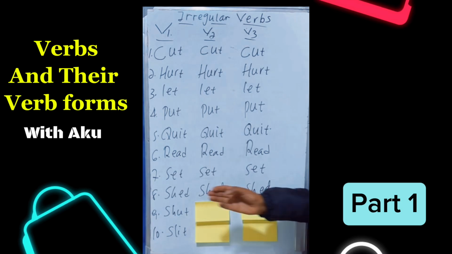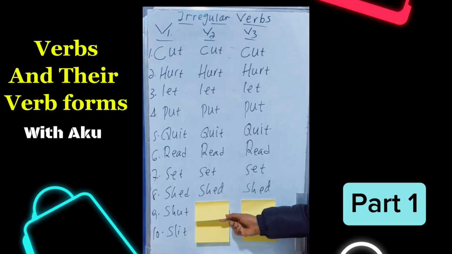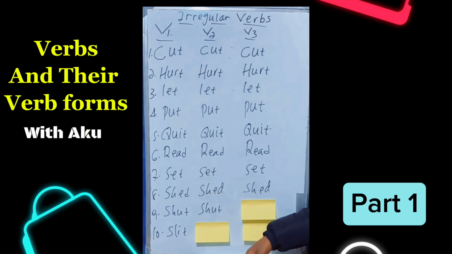What is the verb 2 form of this verb? Shut. Just shut. Verb 3? Shut.